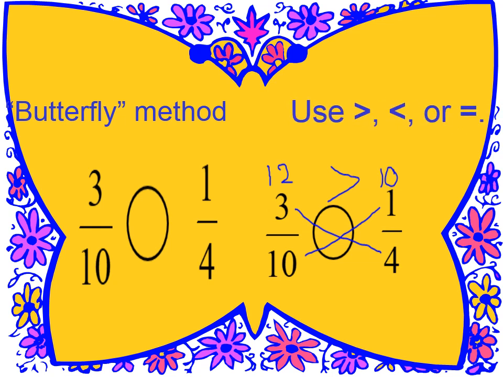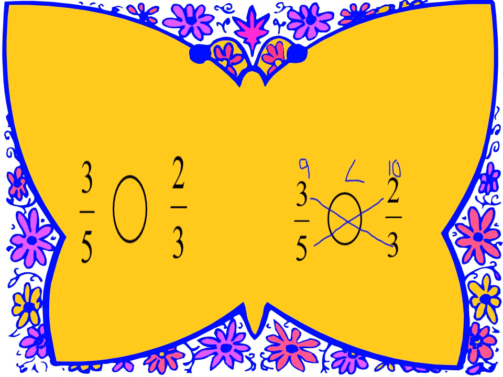One more example now. 3 out of 5, 2 out of 3. Cross multiplication, 2 by 5, 10. 3 by 3, 9. 10 is greater than 9, so 2 out of 3 is greater than 3 out of 5. This is the butterfly method.